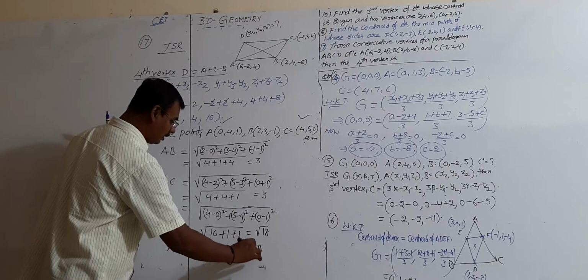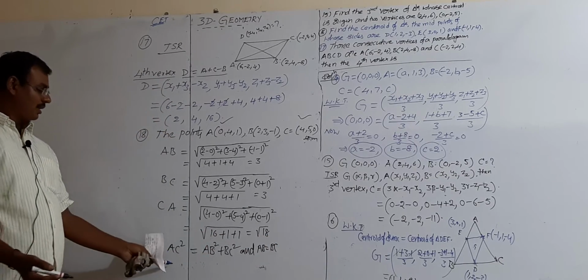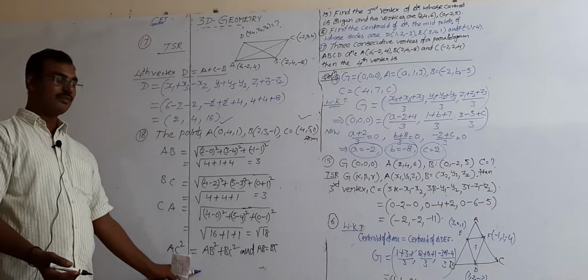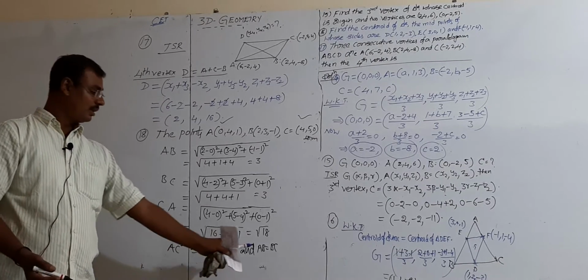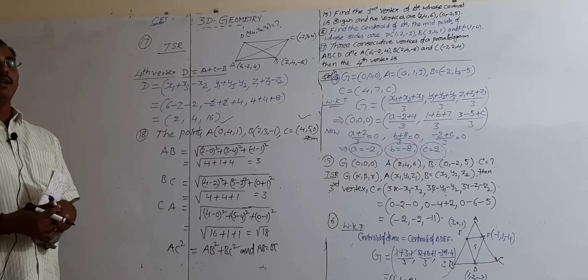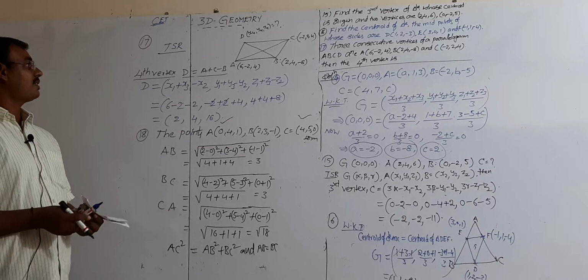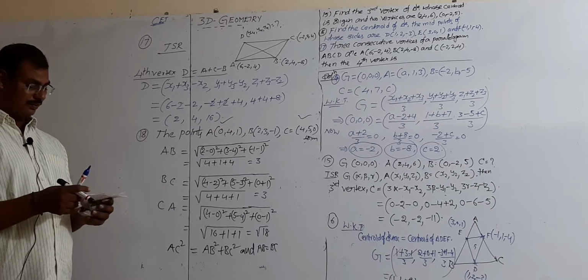So AB is equal to BC. So what do you call this triangle? It is the right angle triangle condition, the perpendicular condition. And that is the isosceles condition. So what do you call it? Isosceles right angle triangle. Are you okay?